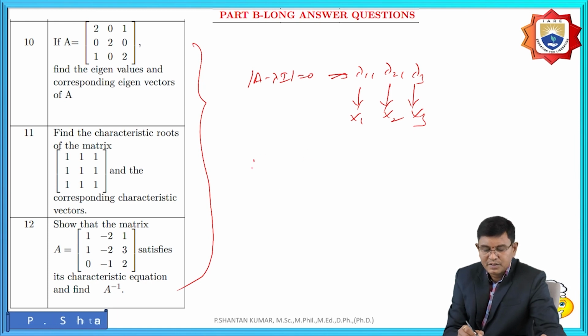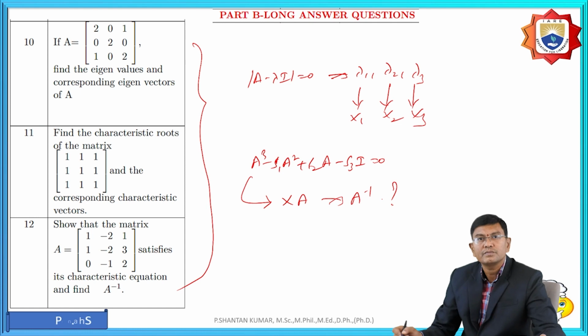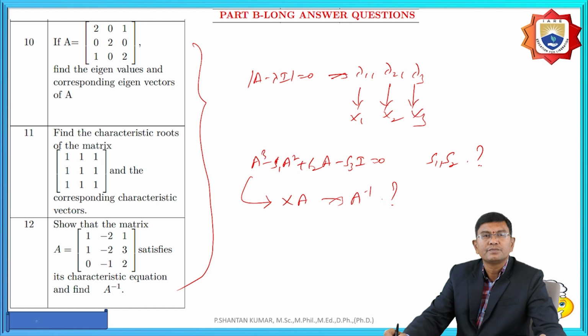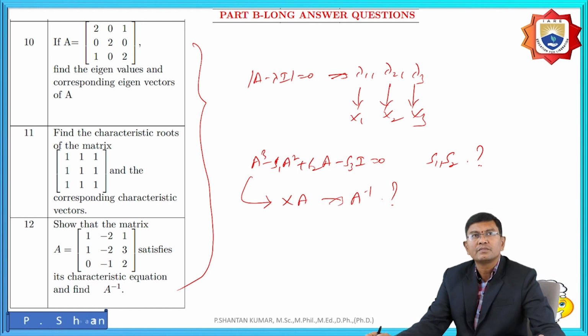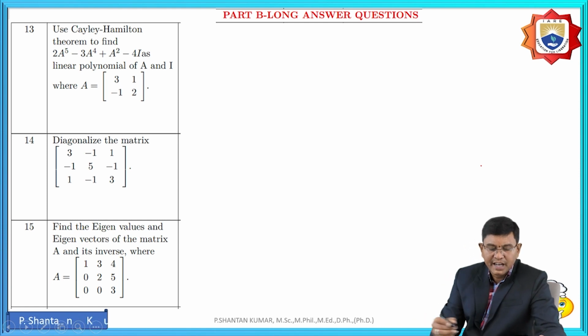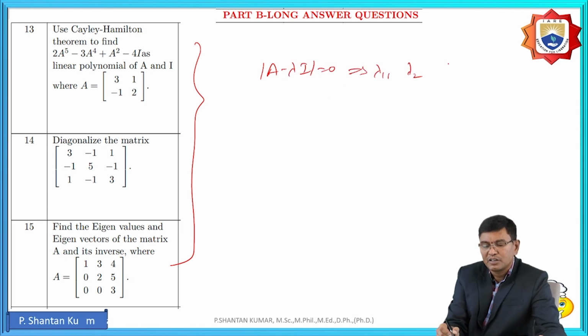Same like that: A cube minus s1 A square plus s2 A minus s3 I is equal to 0. In this, multiply with A, then you get A inverse after finding s1, s2. Similarly, these are also the same concept of eigenvalues and eigenvectors. That is, determinant of A minus lambda I is equal to 0, giving lambda 1, lambda 2, lambda 3, x1, x2, x3.